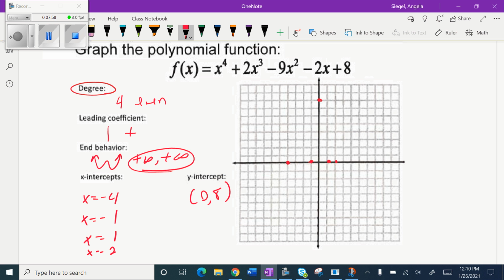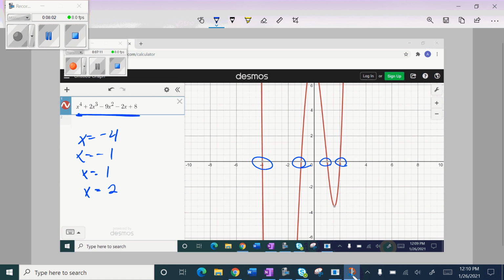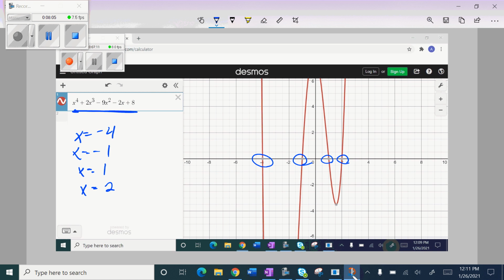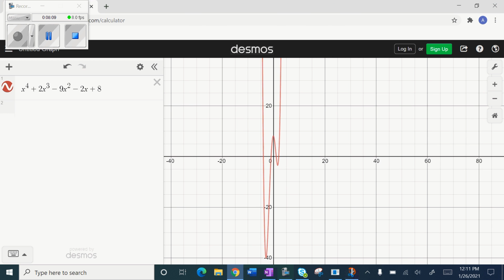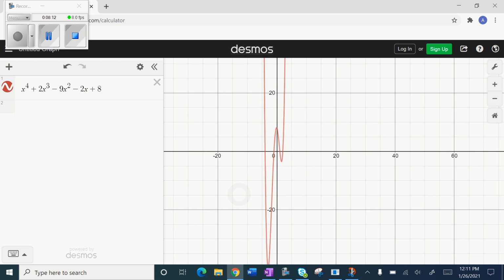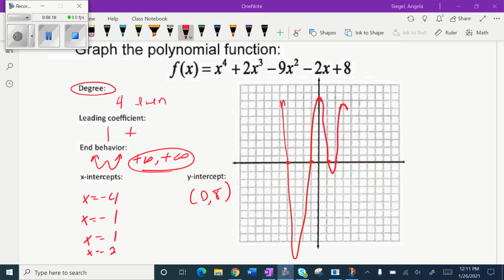So let's go to our actual graph and see what this looks like. Wow, I keep zooming out and it goes way down here. So I'm going to sketch that graph on my paper. Okay, so that's not perfect, but it gives us a good idea.